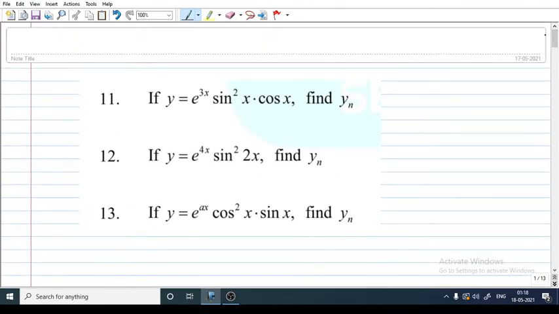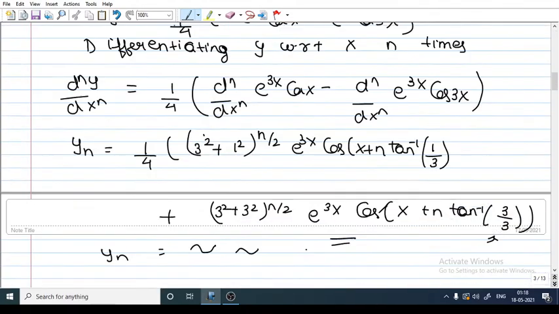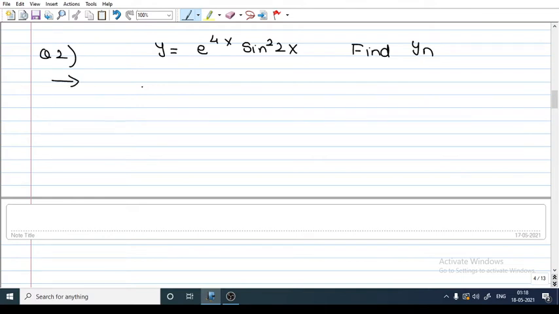The next question is, if y equals e^(4x) sin squared 2x, find y_n. So let's take the second question. What is our second question? It says y equals e^(4x) sin squared 2x, find y_n. Now what we have to do is convert this into cos 2x format, which is very simple. We have done it many times.